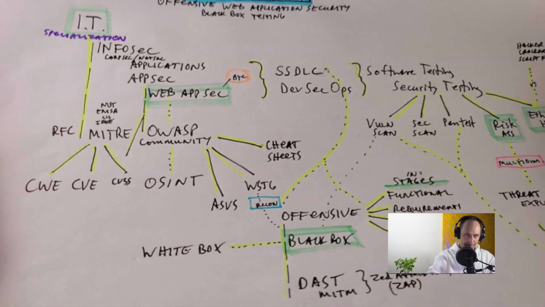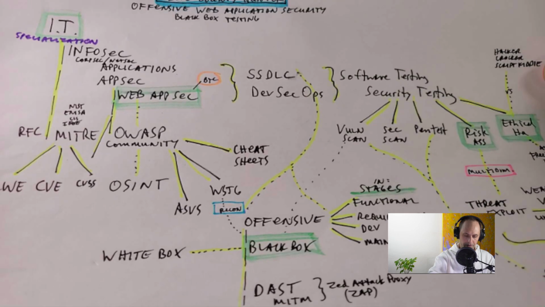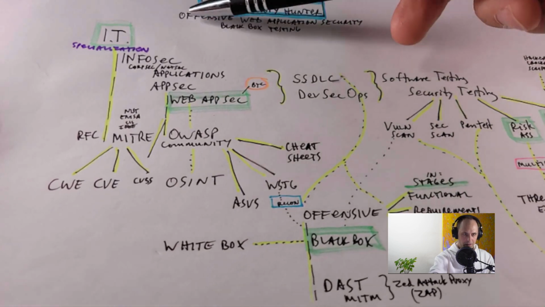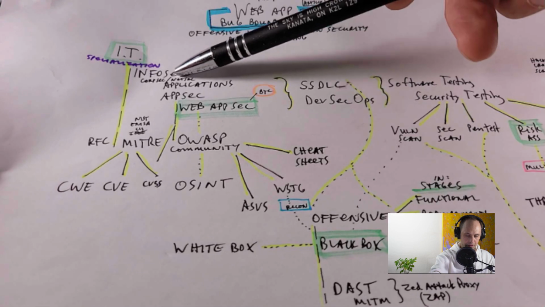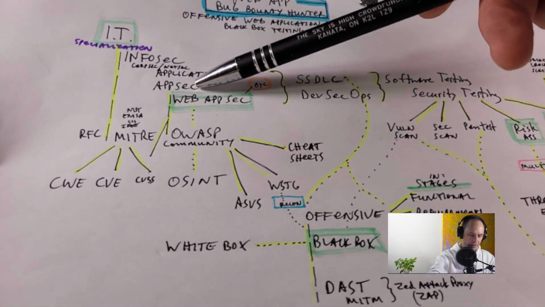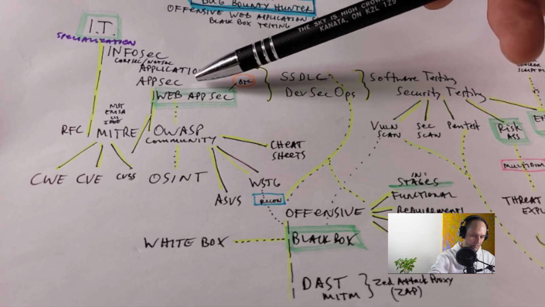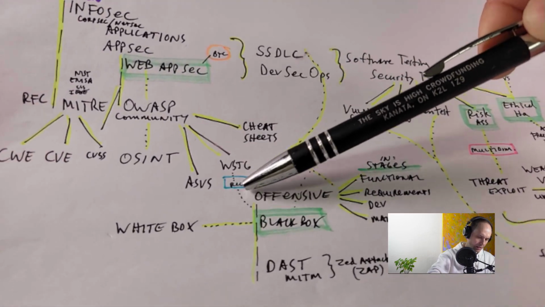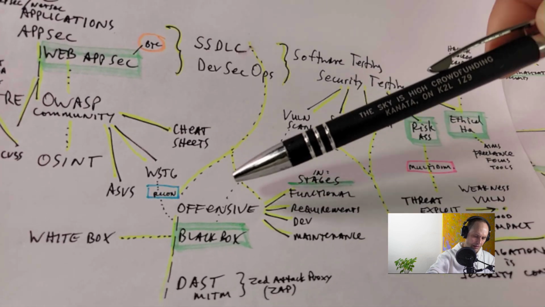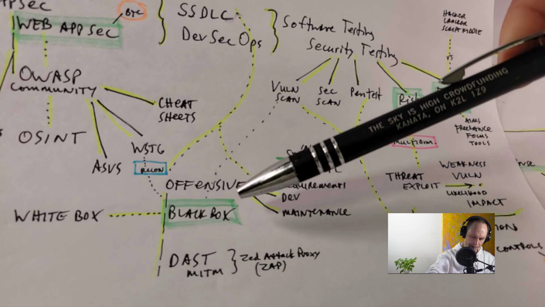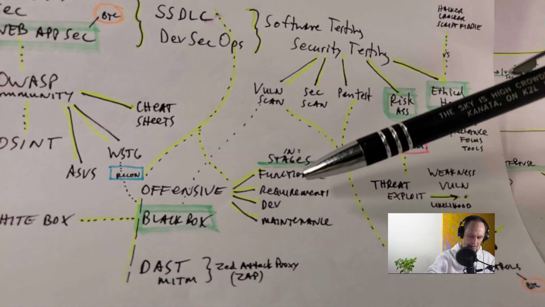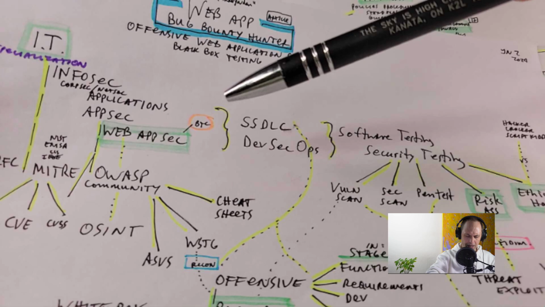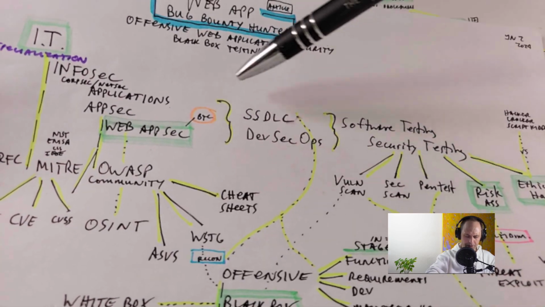So the overall map is like this. I'm showing this visually for those tuned in through video. We'll be heading through it from IT specialization down to InfoSec, through how it goes into AppSec, Web AppSec, and how there are various communities around this. Oh my goodness, all these acronyms. Eventually you get to see how it's offensive black box testing. There are stages of this testing. So basically a map shows you how all these aspects interrelate.